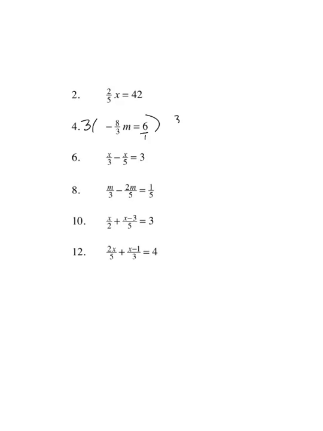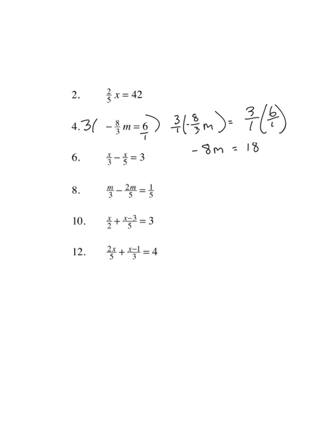So then I have 3 times 8/3 and 3 times 6. So this would be 18. This would turn into 24 over 3, which is the same as 8. Since I have a positive and a negative, the answer is negative. So I have negative 8m. And now I just solve that equation.